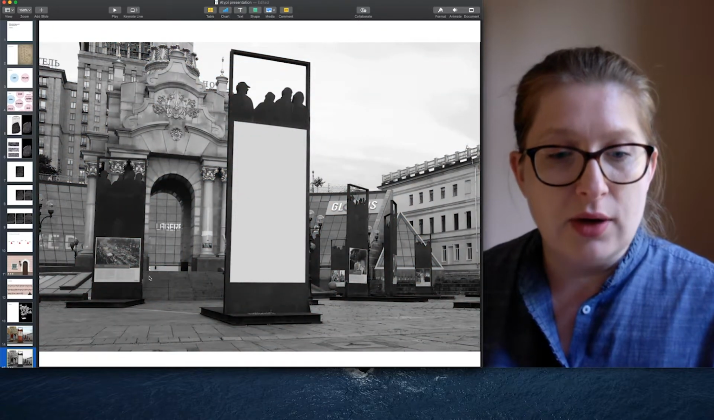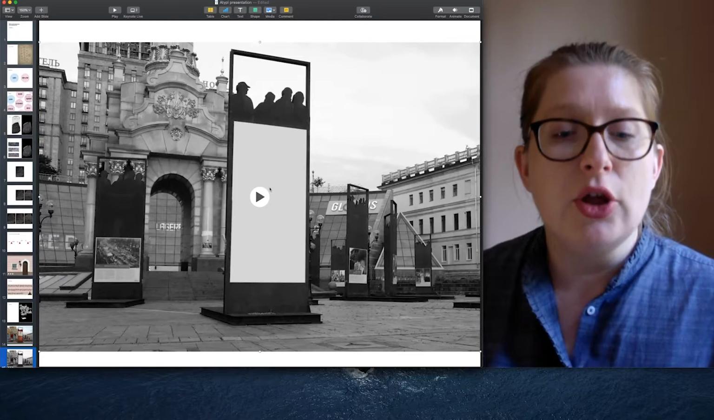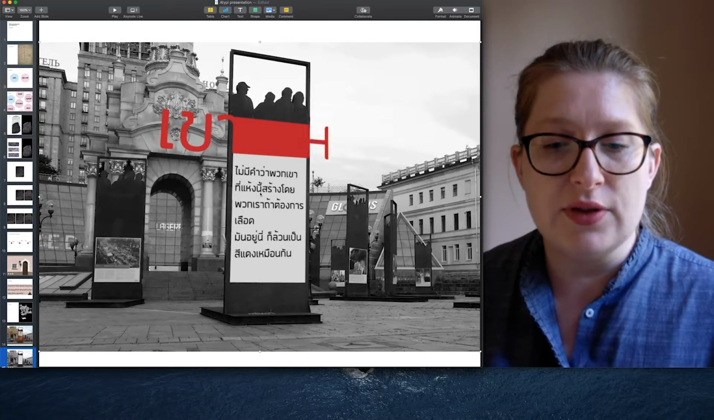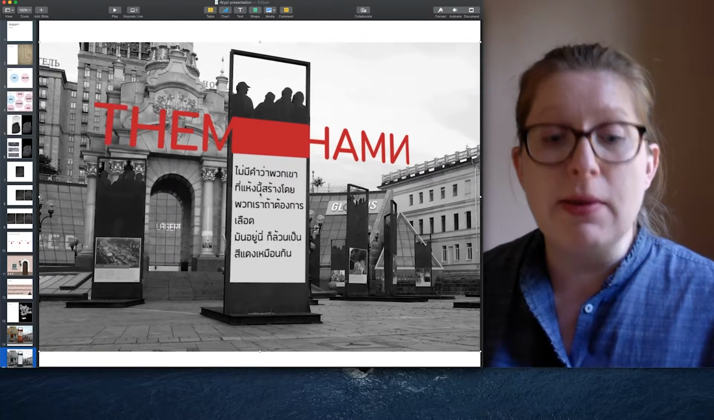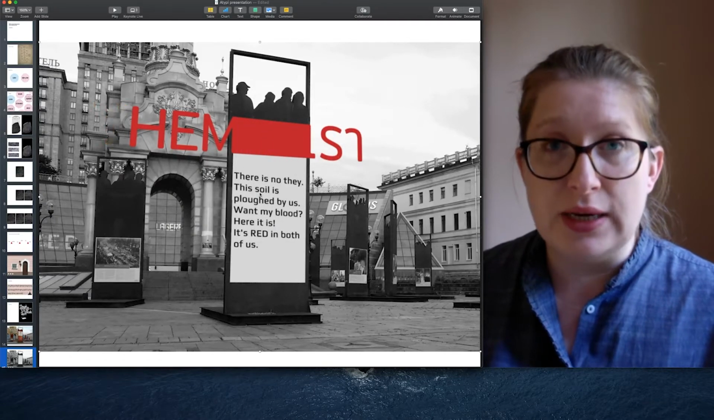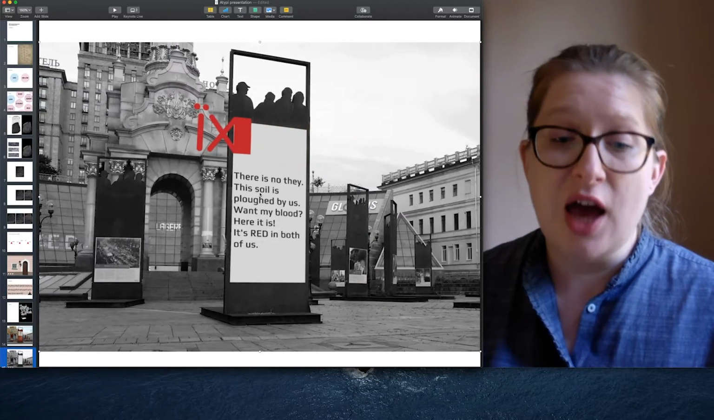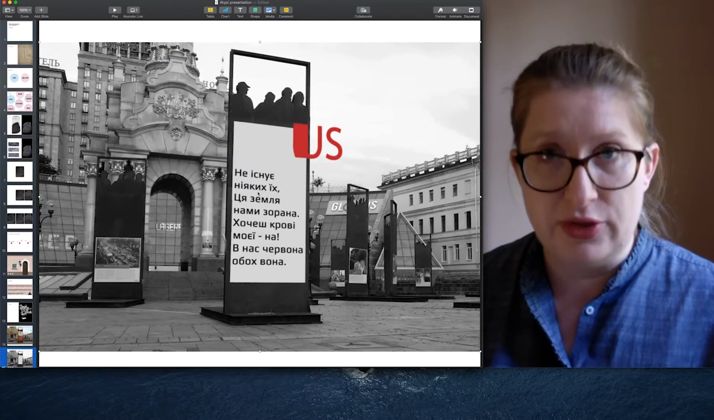Once you look at one of the stands using the ATypI app, you can hear one of the stanzas of the song written by young Ukrainian musicians about the 2014 protests, and you can see Latin, Cyrillic and Thai scripts with the text of the stanza. And in the upper part, the words "us" and "them" constantly appear in three languages.